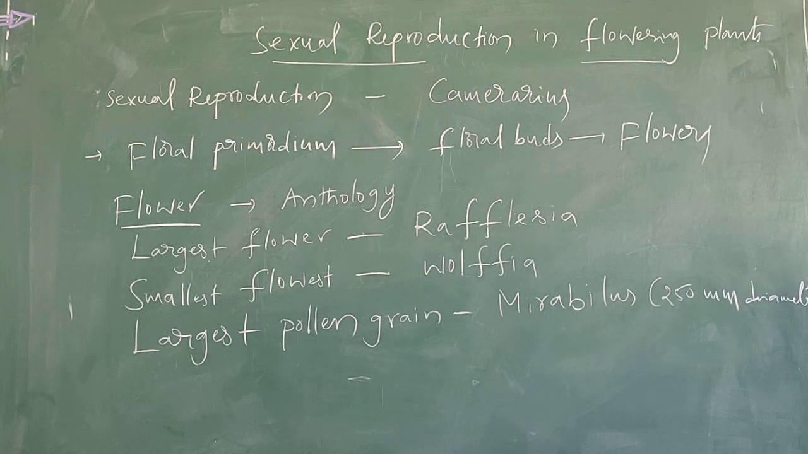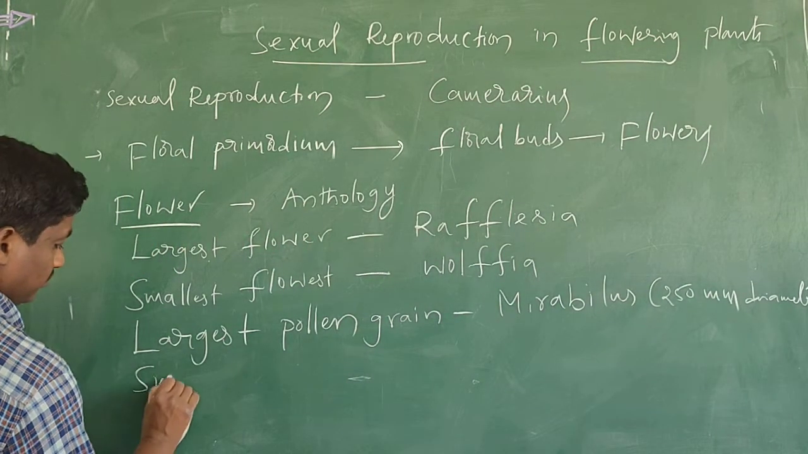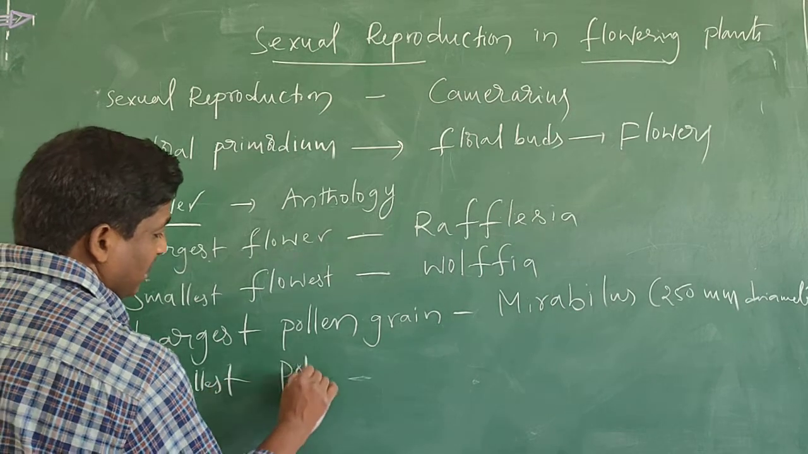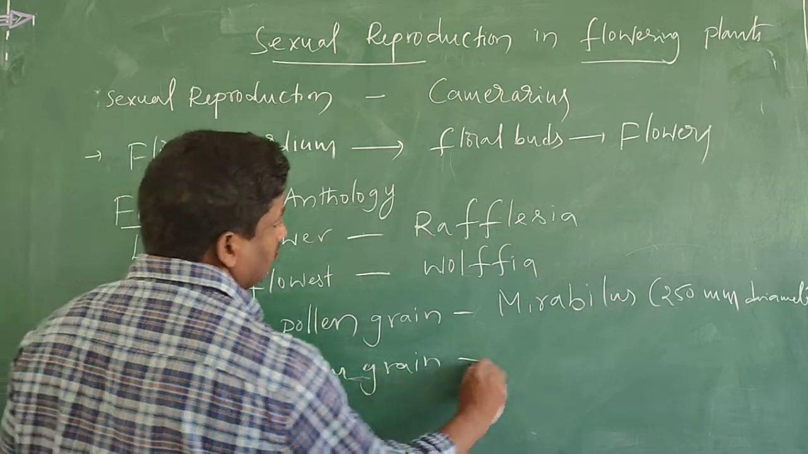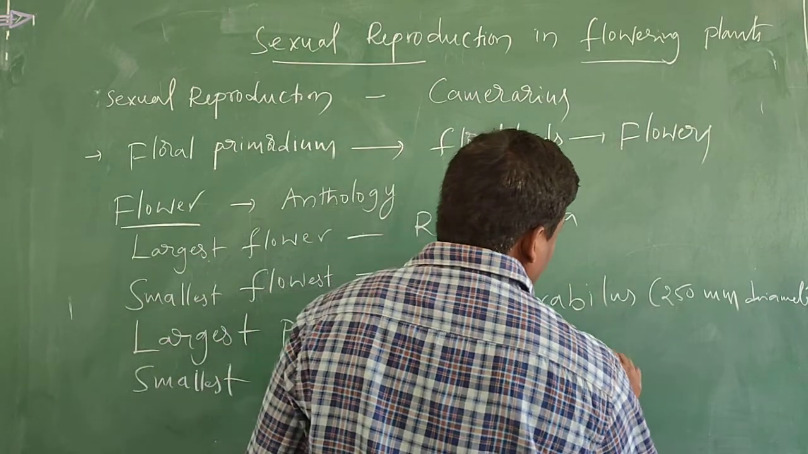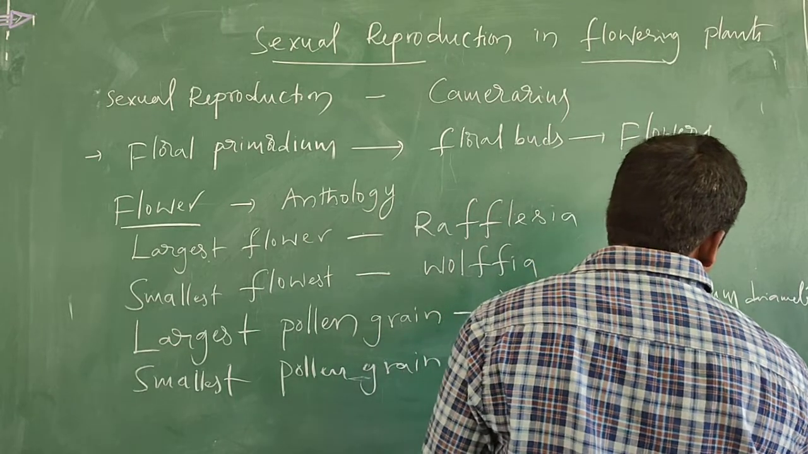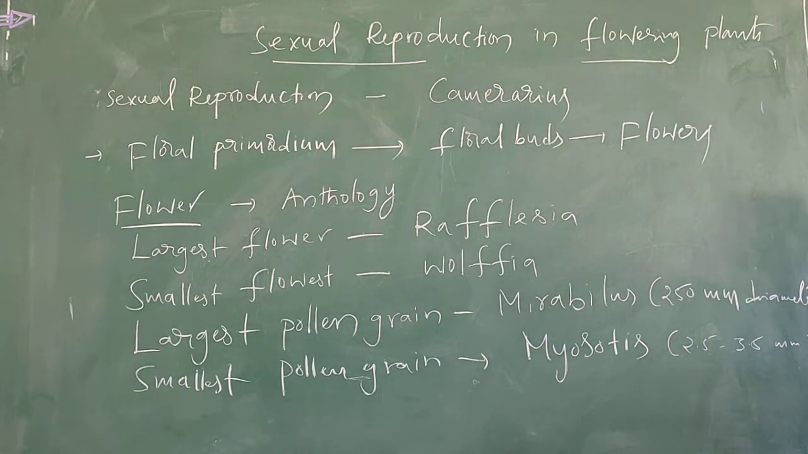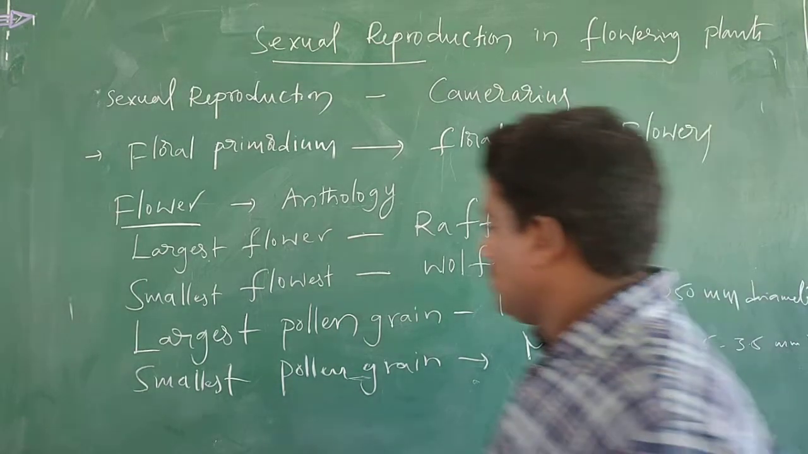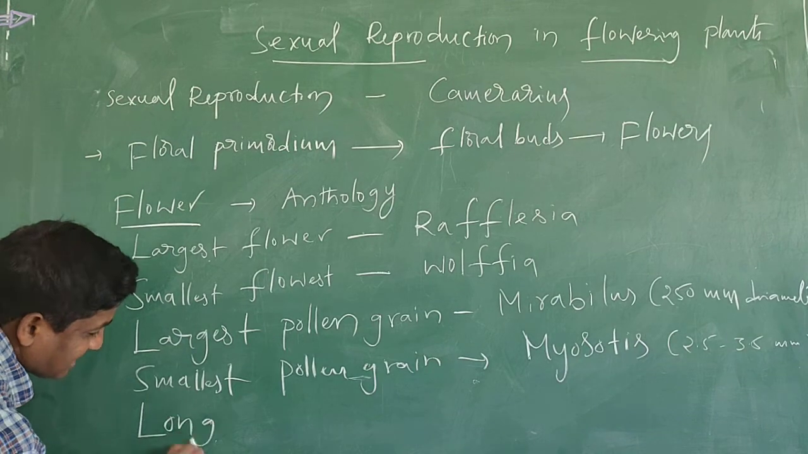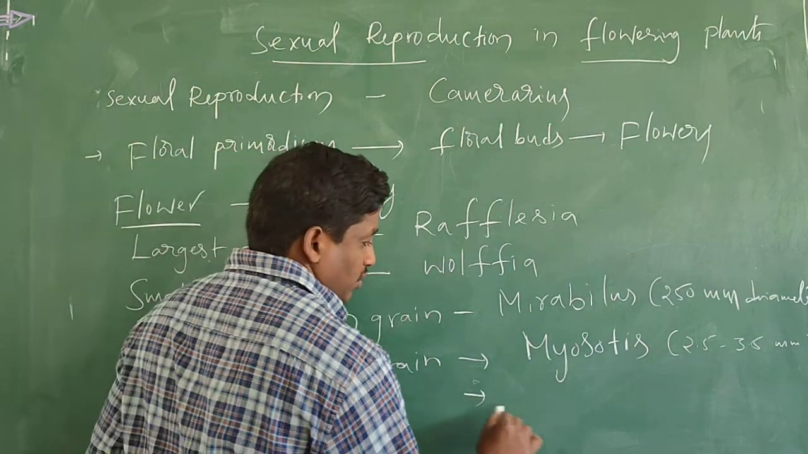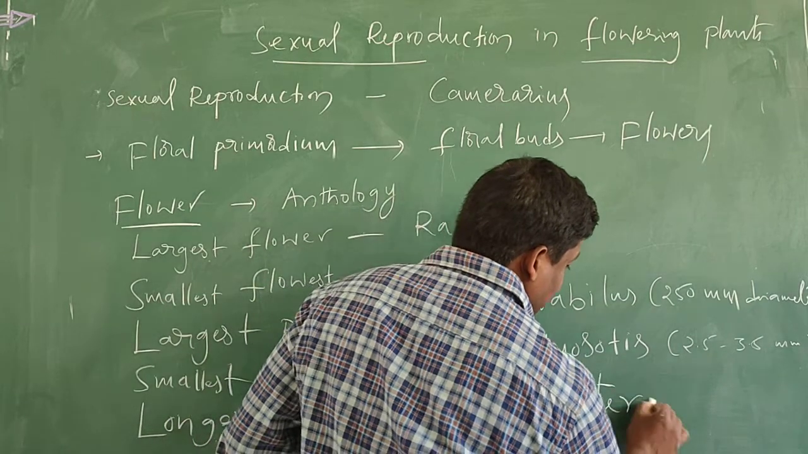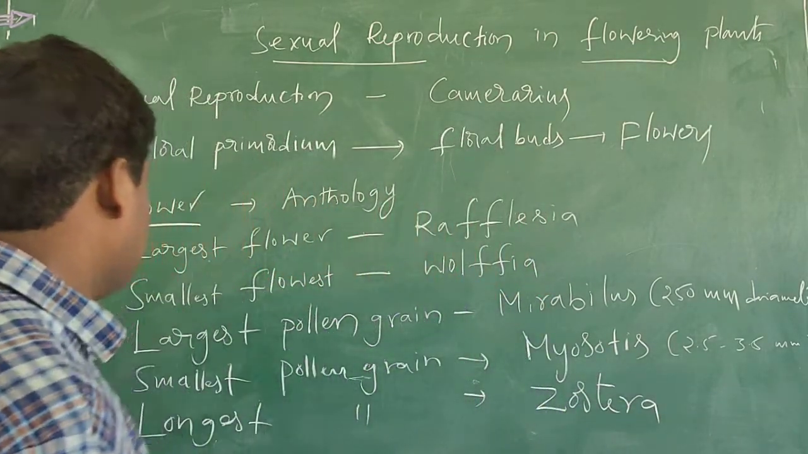Next, the smallest pollen grain. We call it Myosotis. This is 2.5 to 3.5 micrometers. Next, the longest pollen grain we call Zostera. The longest pollen grain we call Zostera.